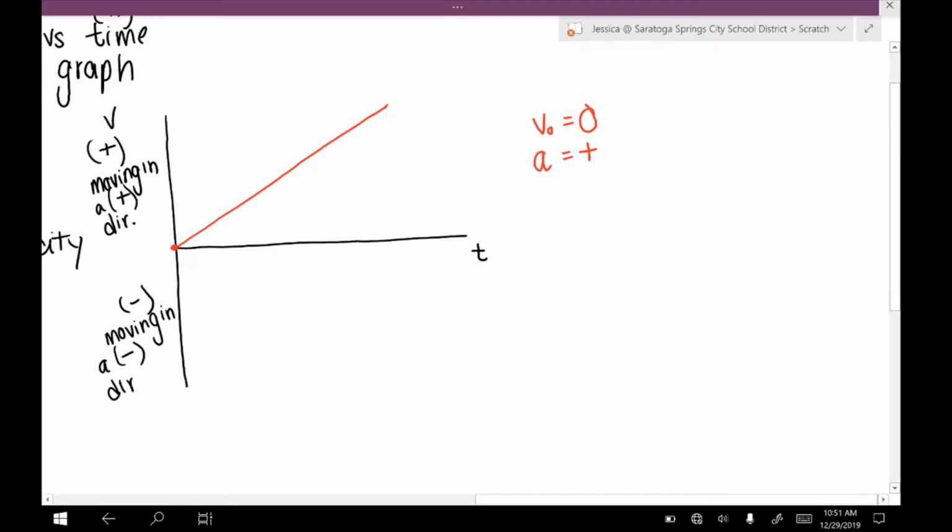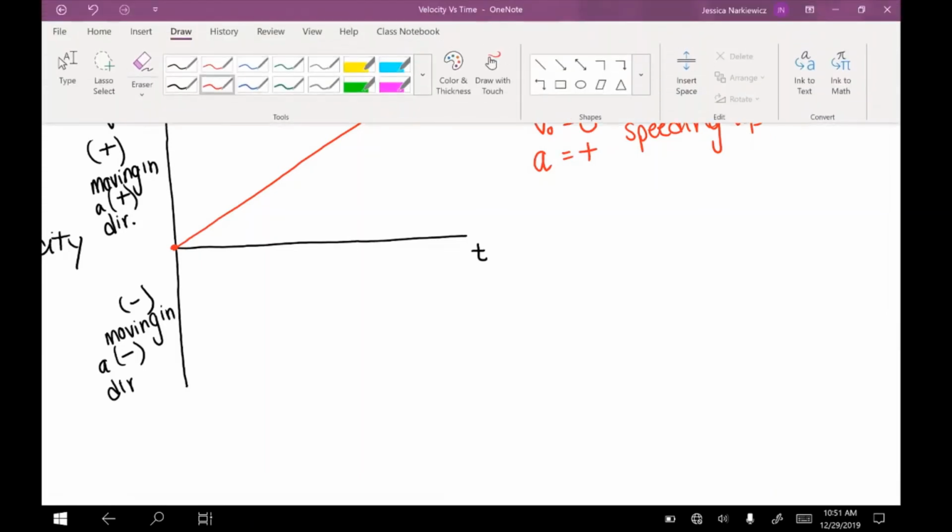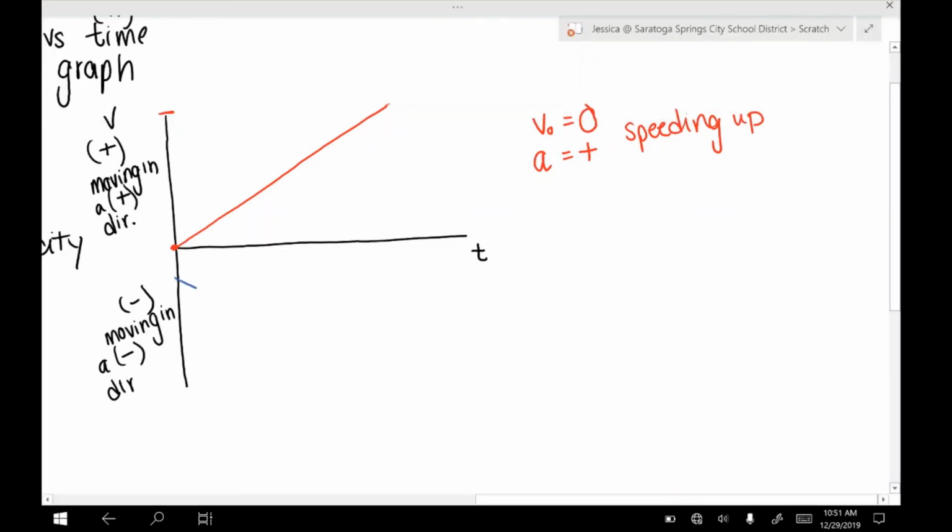And that object would be speeding up, because I am ending at a higher y value or higher velocity than I started at. An object like this would have an initial velocity that is some negative value. The acceleration is going to be negative since my slope is negative.